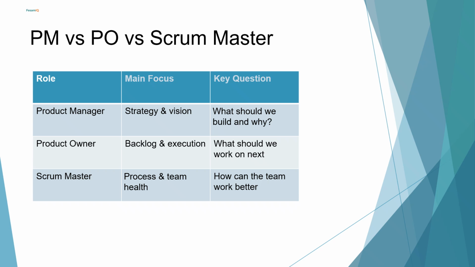Now, let's look at the differences between the product manager, the product owner, and the Scrum Master. So the product manager focuses on the product strategy and vision. The key question they ask is, what should we build and why should we build it? While the product owner's main focus is on the backlog and execution. The key question they ask is, what should we work on next?